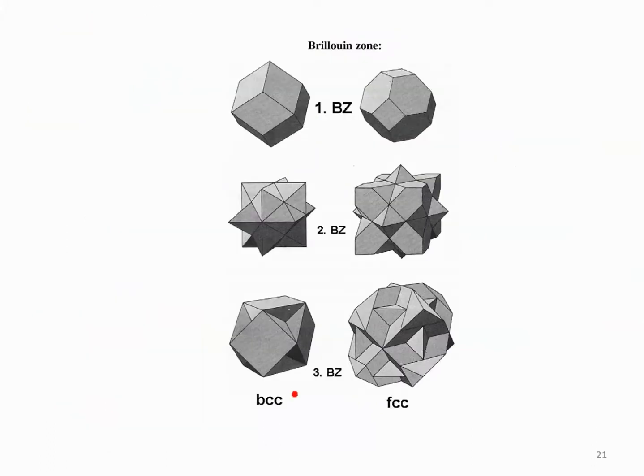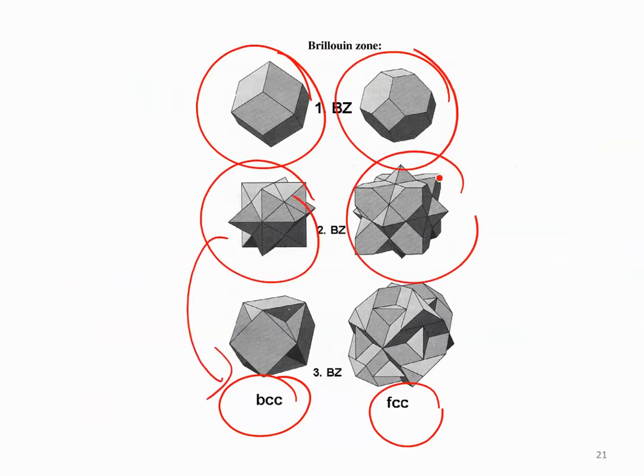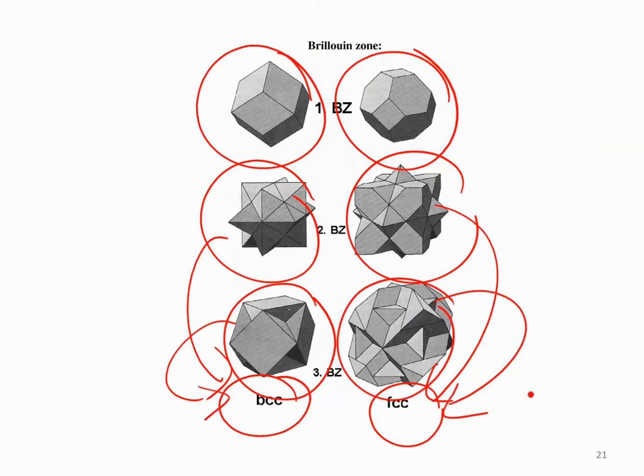Okay, so for BCC, the first Brillouin zone looks like this. For FCC, the first Brillouin zone looks like this. Second Brillouin zone for the BCC. Second Brillouin zone for the FCC. Third Brillouin zone for the BCC. Third Brillouin zone for the FCC. So now you understand why just now I said that I won't ask you to draw the 3D, because it is impossible. Okay.